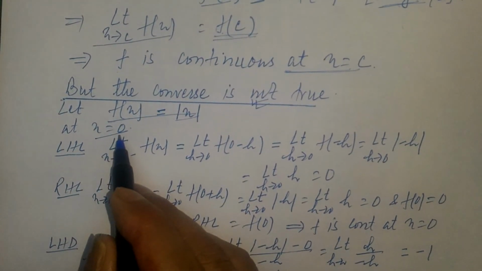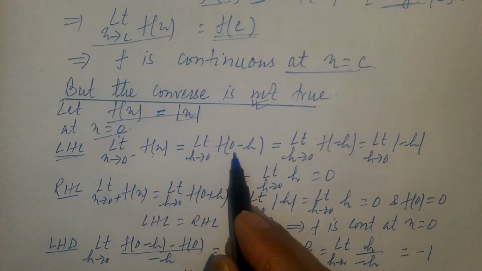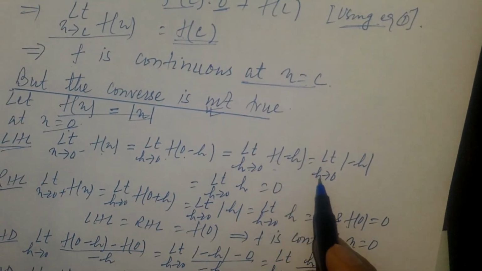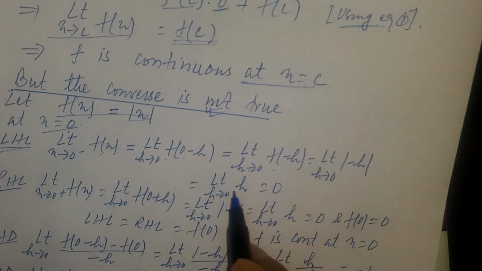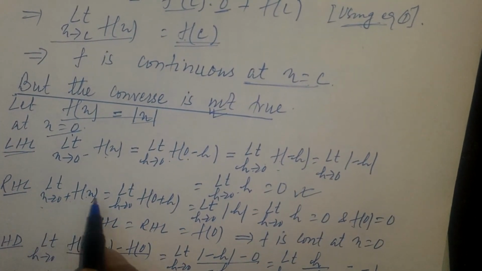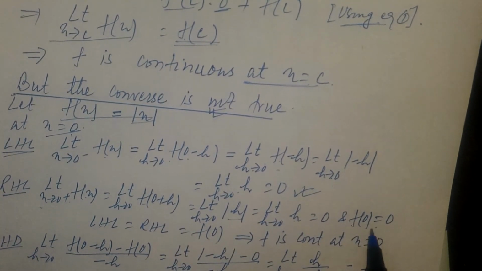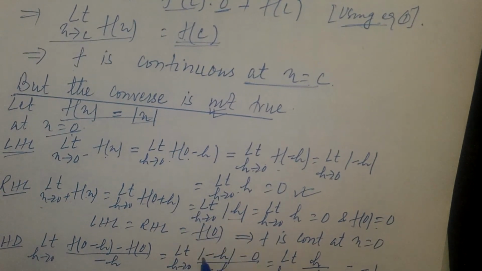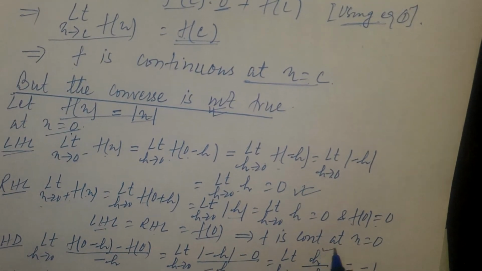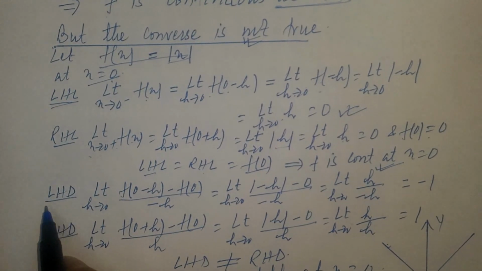For checking the continuity of this function, take the left hand limit. Limit x tends to 0 minus of f of x. Replace x by minus h, so we get limit h tends to 0 of mod of minus h, which is 0. Again the right hand limit: limit x tends to 0 plus of f of x, f of 0 plus h, mod h, is 0, and f of 0 also gives you 0. So we find that the left hand limit, right hand limit and value of the function are all equal, so it is continuous.